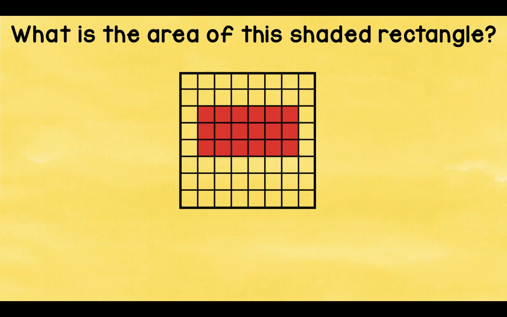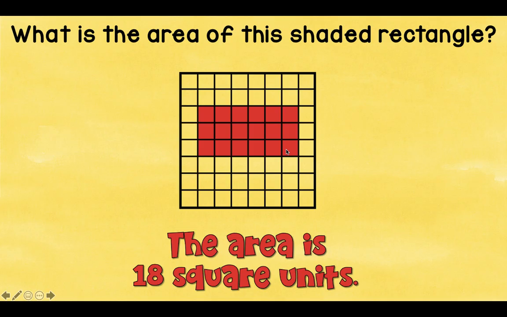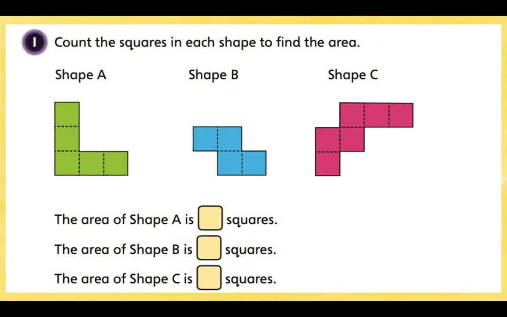So this is your last one. What is the area of this shaded rectangle? So let's try it. Remember that we're just counting how many squares there are, nothing else. I know that some of you maybe found easier ways to do it, but at this moment, all we're doing is counting the squares. So let's try it. 1, 2, 3, 4, 5, 6, 7, 8, 9, 10, 11, 12, 13, 14, 15, 16, 17, 18. So the area is 18 square units.